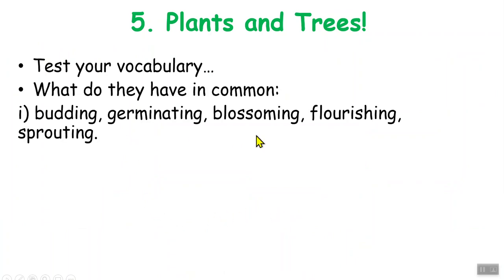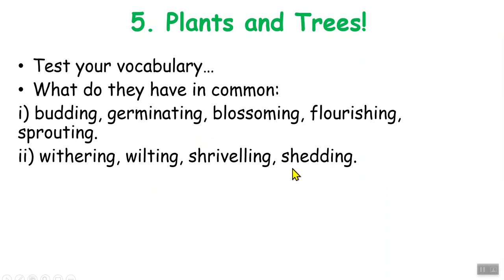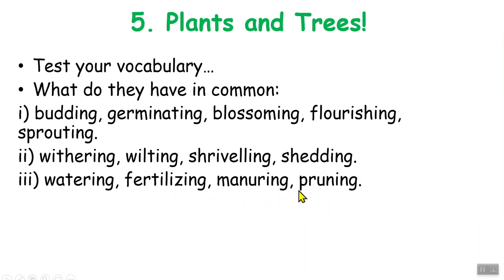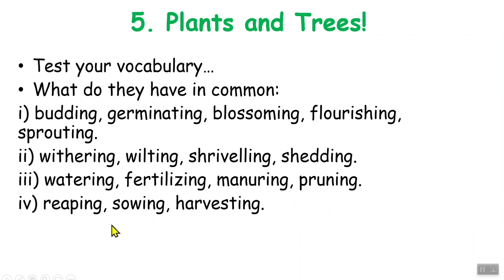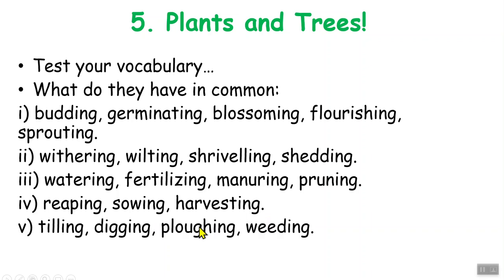Vocabulary, so what do they have in common? So budding, germinating, blossoming, flourishing, sprouting. What do these have all in common? And withering, wilting, shriveling, shedding. So these also have something in common with plants. Watering, fertilizing, manuring, pruning, and reaping, sowing, and harvesting, all connected to the growth and nature. Okay, so tilling, digging, plowing, weeding. Okay, just plowing, to plow. This is connected with what?